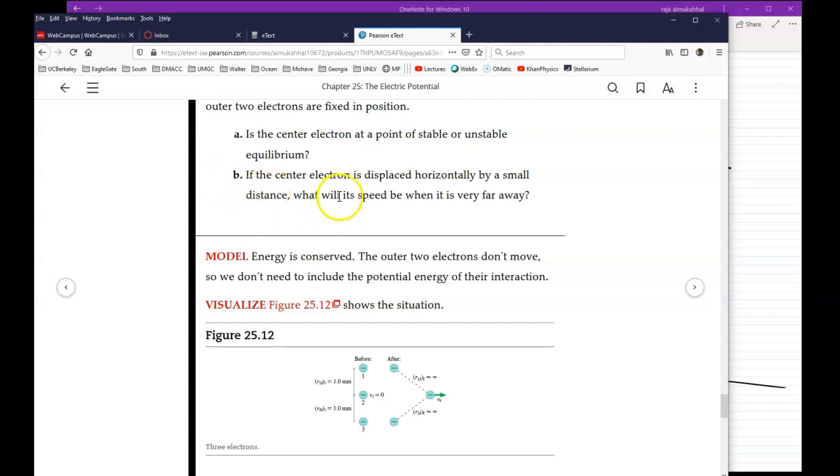Part B says, if the center electron is displaced horizontally, say this way, by a small distance, what will its speed be when it is far away? There we go, you got that term again: very far away. What does that mean? Ignore the potential. There should be a voice in your head when you read that. Ignore the potential energy, because the potential depends on distance, 1 over r. This r is now very large, so the potential becomes infinitesimal, a small value. So he's asking what is the speed or the kinetic energy of the electron far away. Got it? Okay, let's answer the first question.